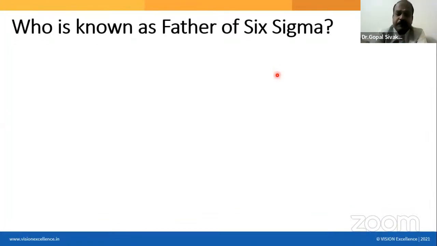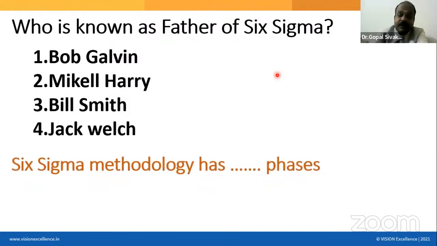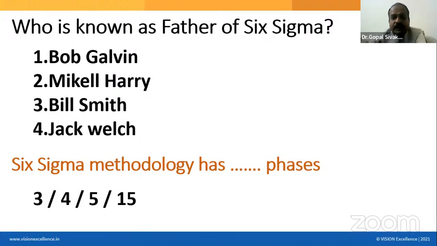Today, Motorola is the company from where Six Sigma evolved. You remember I have shown you Bill Smith. Bill Smith is actually known as the father of Six Sigma. And today, Six Sigma methodology has how many phases? You can type in the chat box. Six Sigma methodology has how many phases? 3, 4, 5, or 15. 4 options. What do you think? Please type your answers in the chat box.